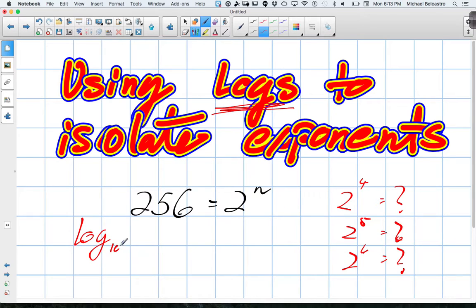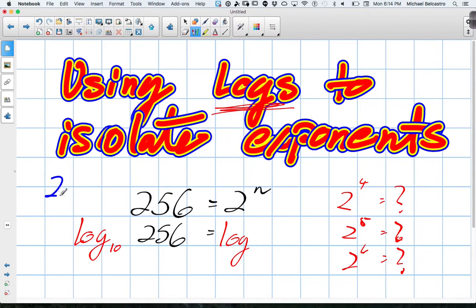Now, technically there's a 10 written down here, but if we don't write anything, which I'm going to do on the other side, it's assumed that the base is 10. Kind of like when I write the number 2, it's assumed the exponent is 1, so we don't write it in. Okay, so we take log of 2 to the power of n. So I've taken log base 10 of both sides.